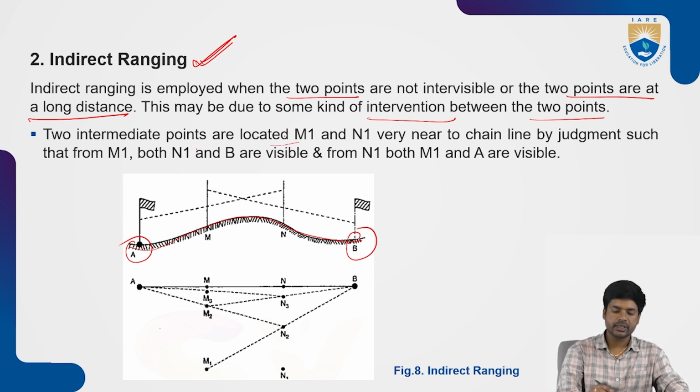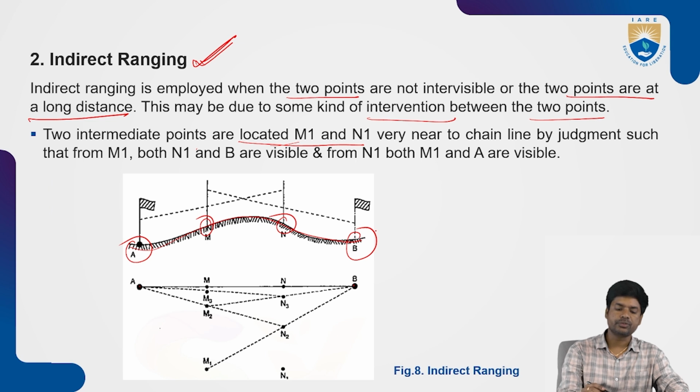For example, here we can see one type of surveying, indirect ranging. What is indirect ranging? Two intermediate points are located, M1 and N1. This is the line to be surveyed, line AB, and here I want to locate these 2 points on the same line AB.